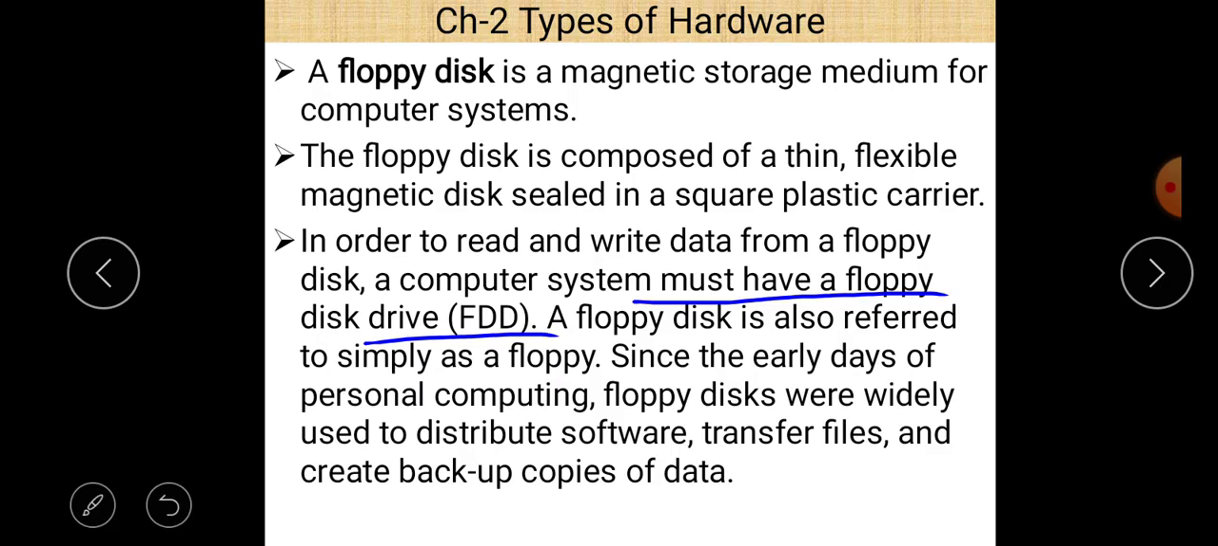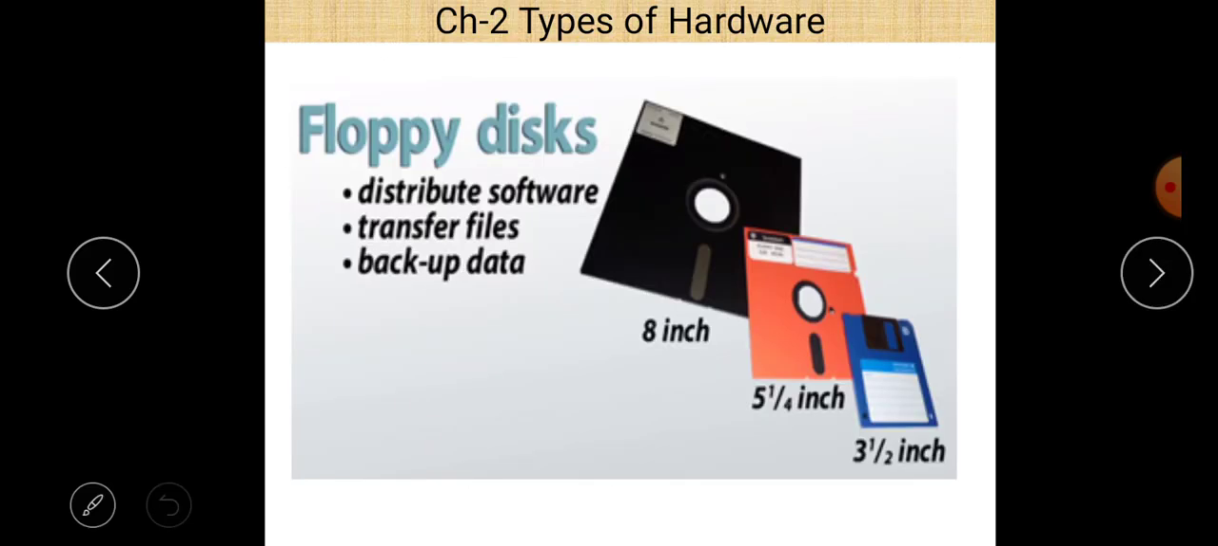So two important points are here. First of all, a floppy disk is a magnetic disk, and the floppy disk is composed of a thin and flexible magnetic disk, which is sealed in a square plastic carrier. These are the different sizes of floppy disk: 3.5, 5.25, and 8-inch floppy disks. Using a floppy disk, we can distribute our software, transfer files, and back up the data.